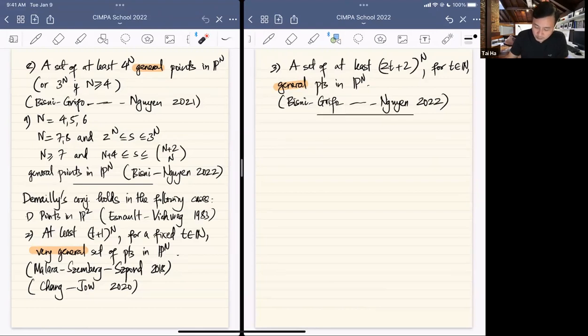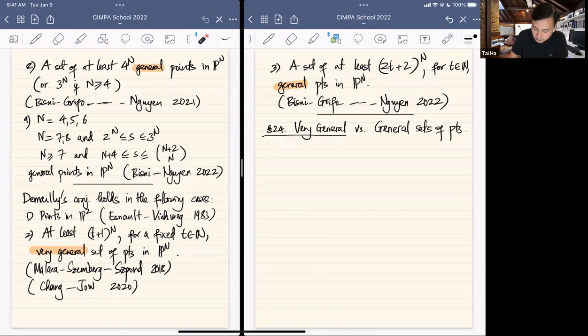So I've mentioned more than once the notion of very general and general set of points, and I'm going to try to explain to you what those mean. Very general, a point.